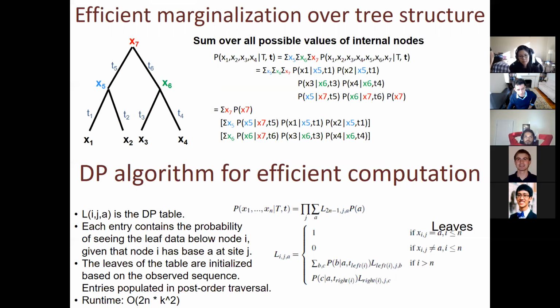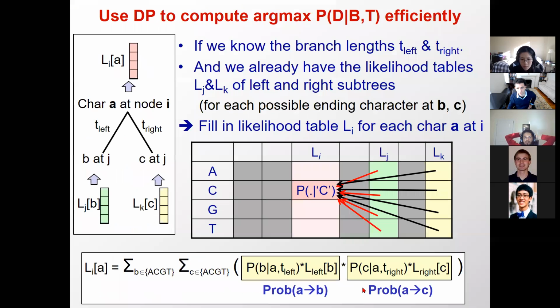And the runtime is nothing but 2n, which is the total number of nodes, times k squared, which is all of the possible assignments for every single pairwise change that I can make to go from each character to every other character. So k is the total number of characters. And basically this probability is given by these leaves that are either 1 or 0 if they're observed, and that probability otherwise. So we can now use dynamic programming to compute the maximum of all of these functions recursively up the tree.